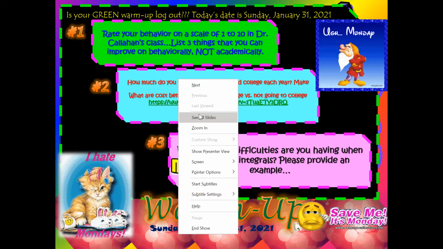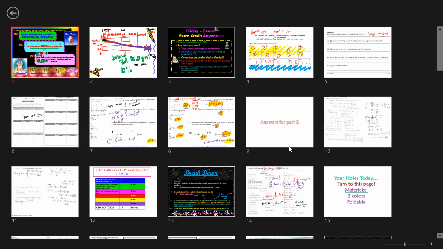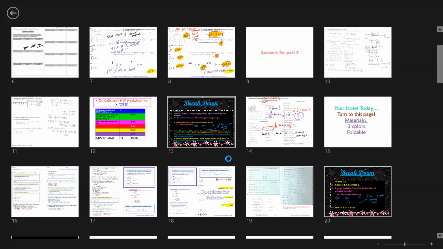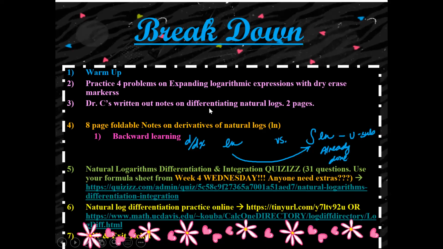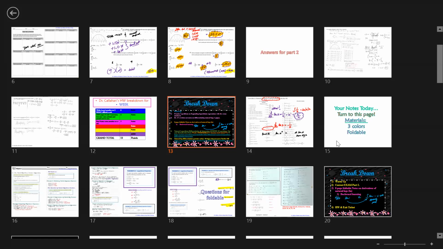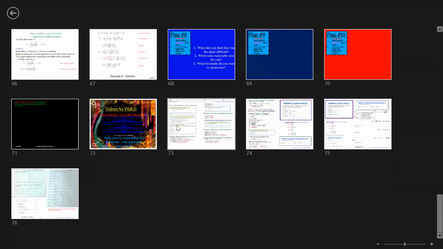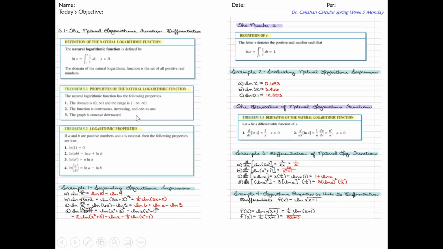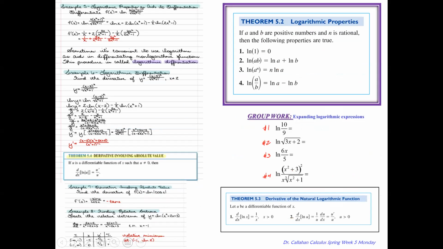So with that said, let's jump in to see what today's assignment is about. This is the breakdown for today. We're going to talk about differentiation with natural logs, and we have 8 examples I'm going to go over with you guys. Take a look at the notes for today. This is your first page on week 5 Monday. I have my notes on log expressions and derivatives. There are several different examples typed up, 8 to be exact, so make sure you read that.